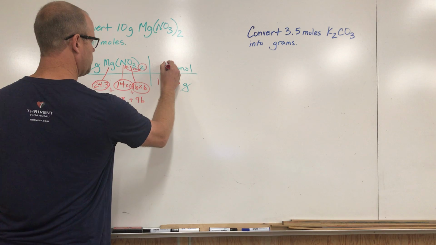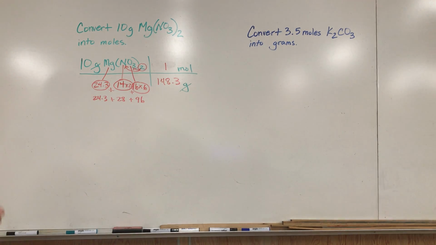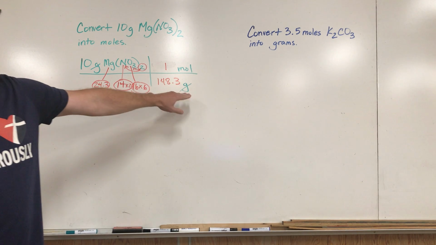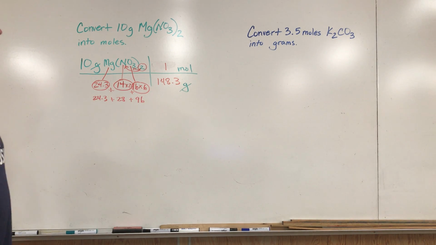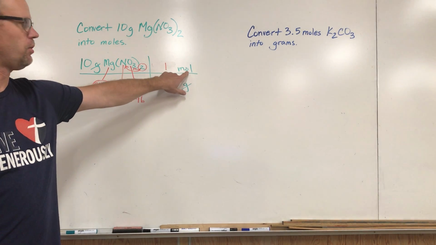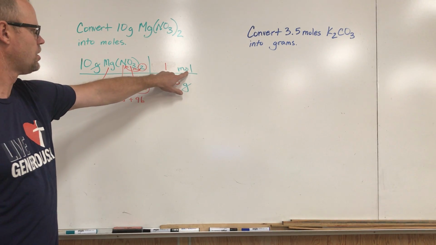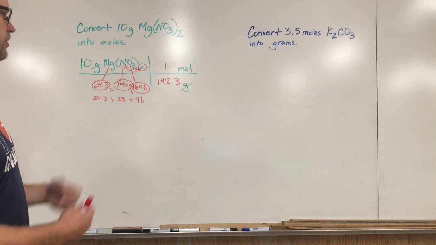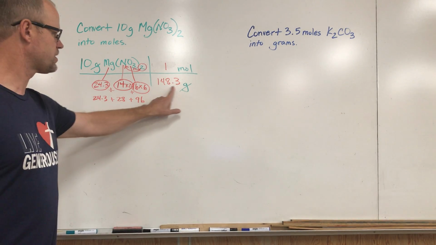148.3 grams for every 1 mole. Okay, I'm actually glad I made that mistake because this highlights something. Let the units dictate where you put the numbers. The periodic table tells us 1 mole of everything, so 1 is always going to go wherever your moles is. That's what the periodic table represents. 1 mole of everything that we know of weighs this amount of grams.